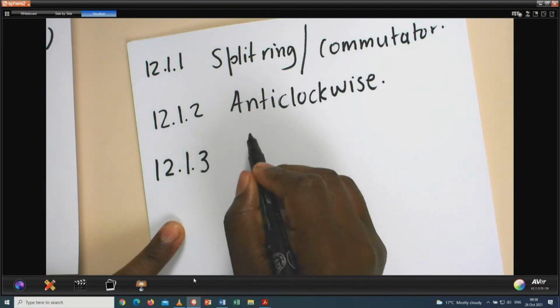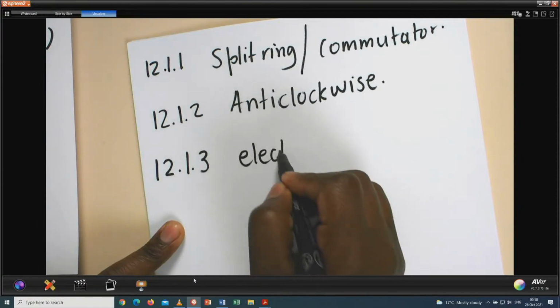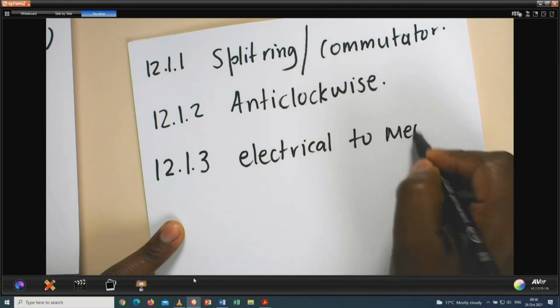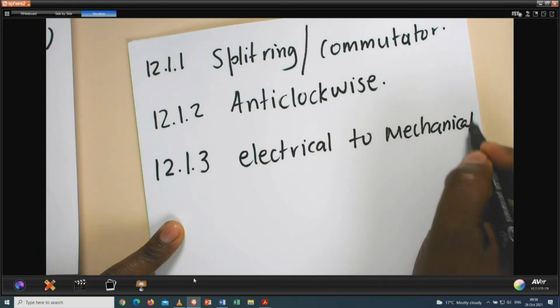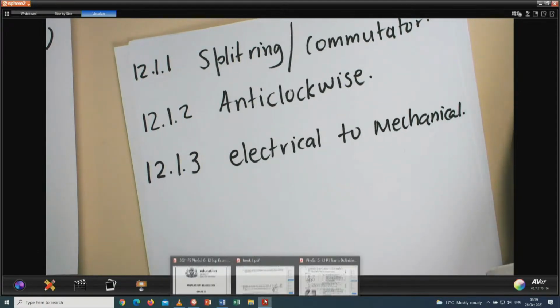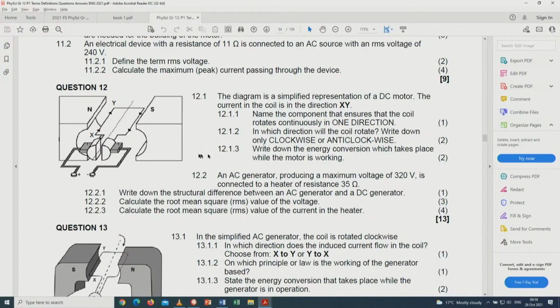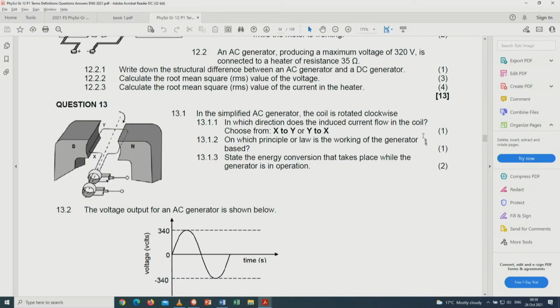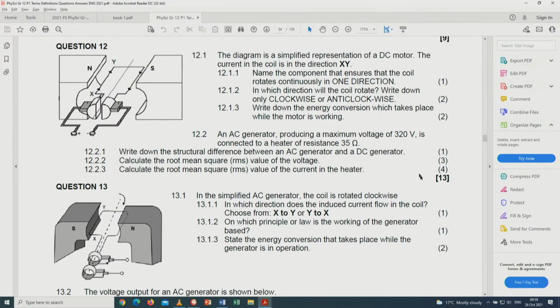So the energy conversion here is from electrical to mechanical. Let's see. Another one. All right. Then it goes to the calculations. We will come back to the calculations. I first want us to just look at these beautiful 4 to 5 marks, which we cannot by any chance afford to lose. Let's look at question 13.